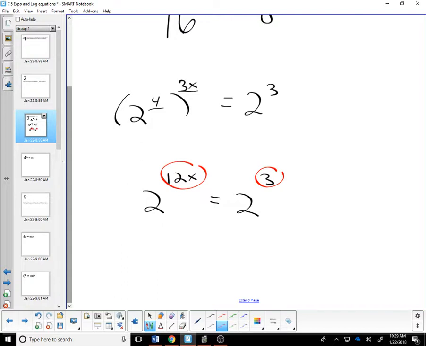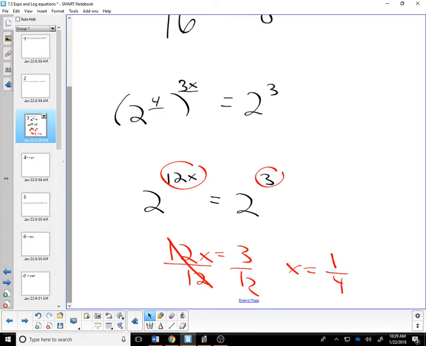But I can make that statement. I can definitely say 12x is equal to 3. Do you see that? And then all I have to do at this point is solve this linear equation. I'm going to divide both sides by 12. That means that x is equal to 1/4. And I've just solved that exponential equation.